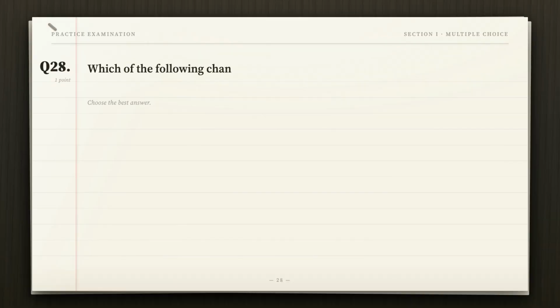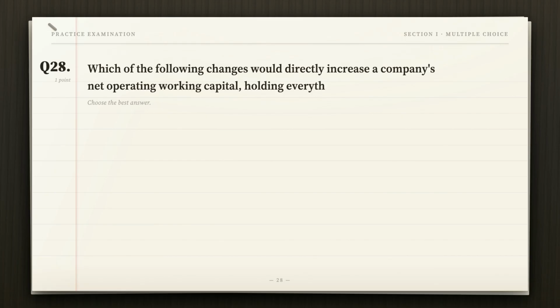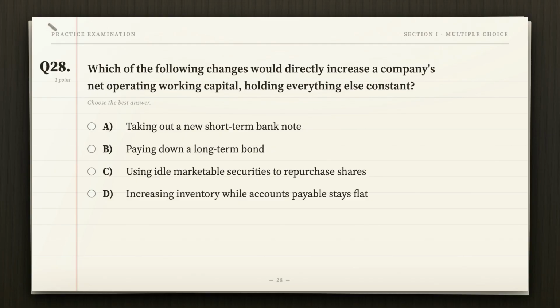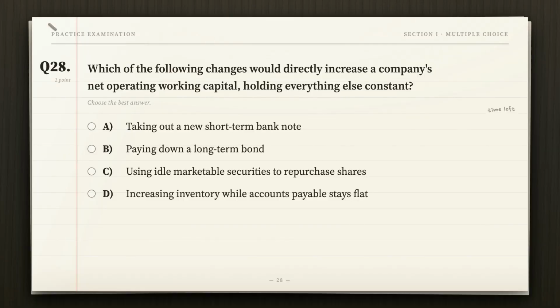Question 28. Which of the following changes would directly increase a company's net operating working capital, holding everything else constant? Your options are A. Taking out a new short-term bank note, B. Paying down a long-term bond, C. Using idle marketable securities to repurchase shares, D. Increasing inventory while accounts payable stays flat. What's your answer? Commit to one before I continue.